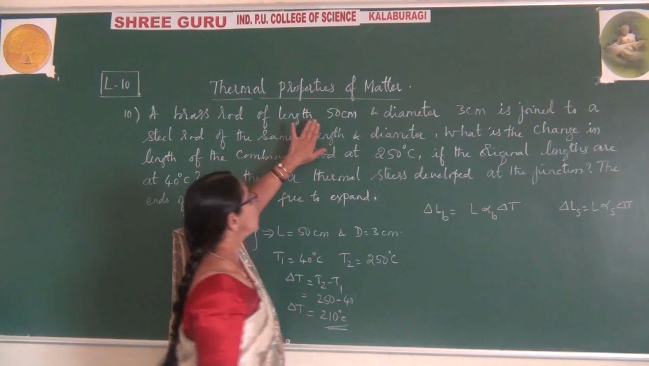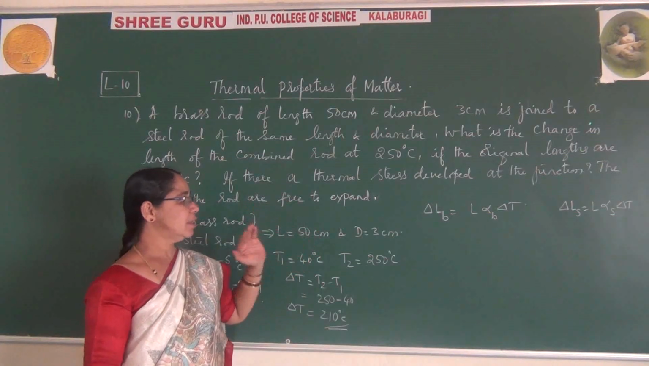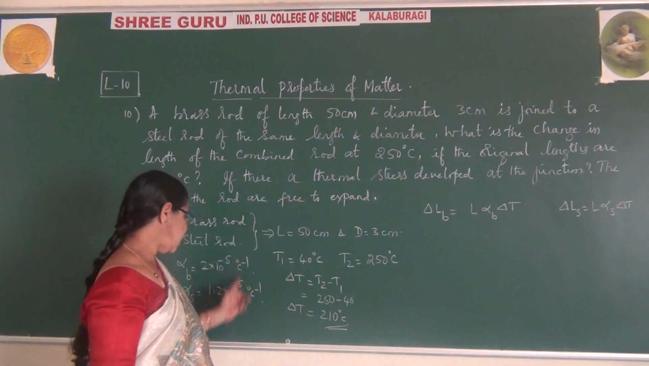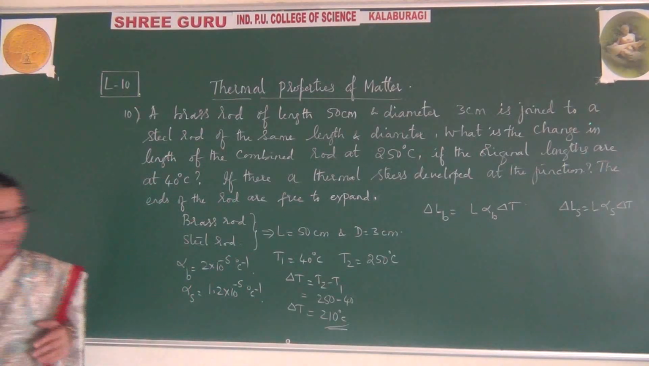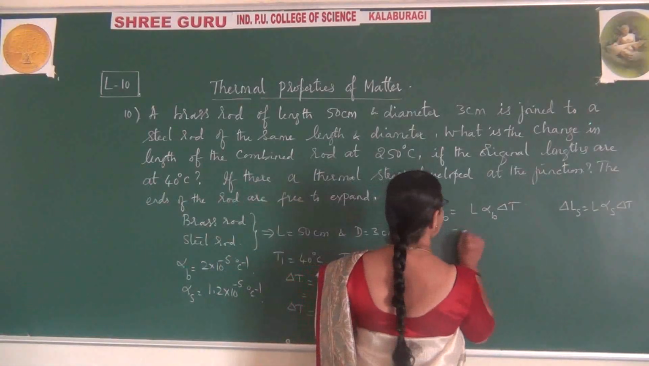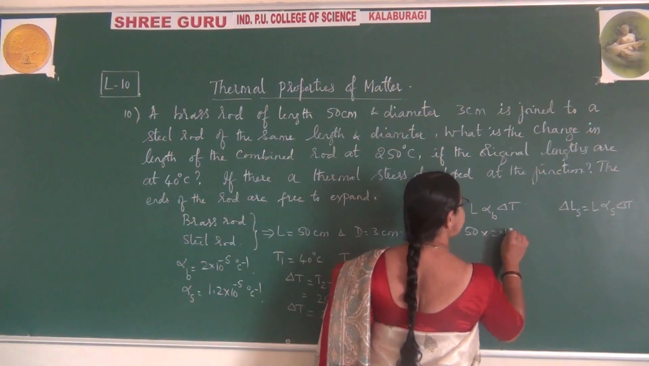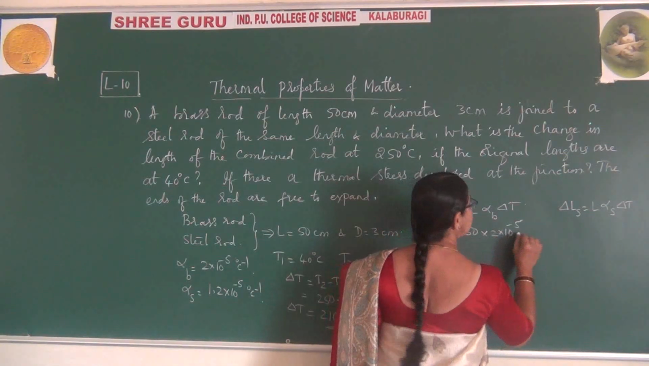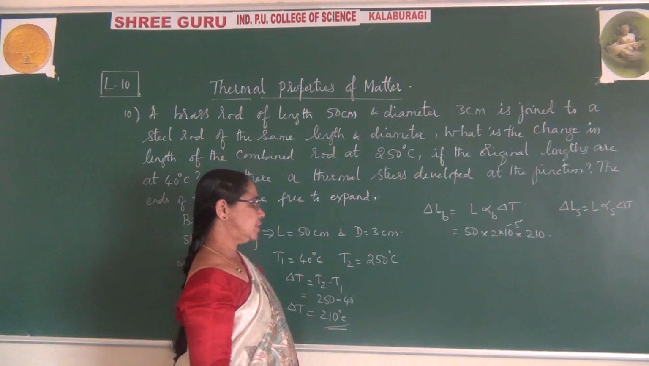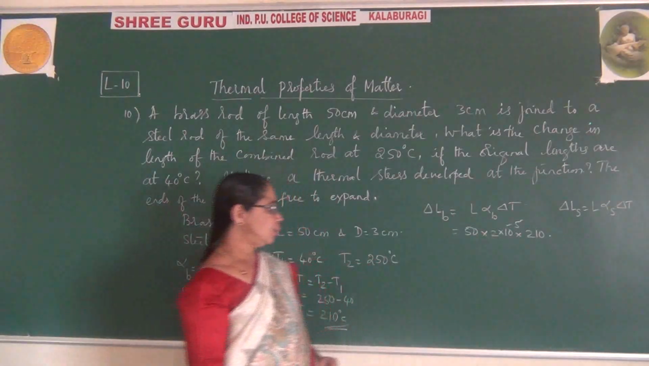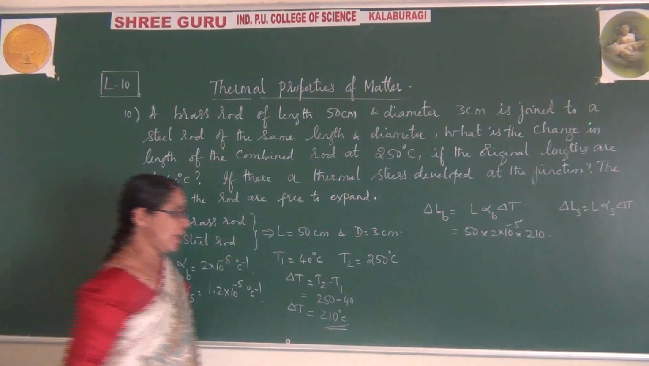Here, one condition you know already: both the rods have the same length. So naturally you can write the same length for both rods. Only the coefficients of expansion are different. For both the rods, the temperature change is the same. So let me write it now. This is 50 into alpha B, it is 2 into 10 raised to minus 5 into delta T, 210. Alright. So by just multiplying 210 into 2 into 50, you get 0.21.